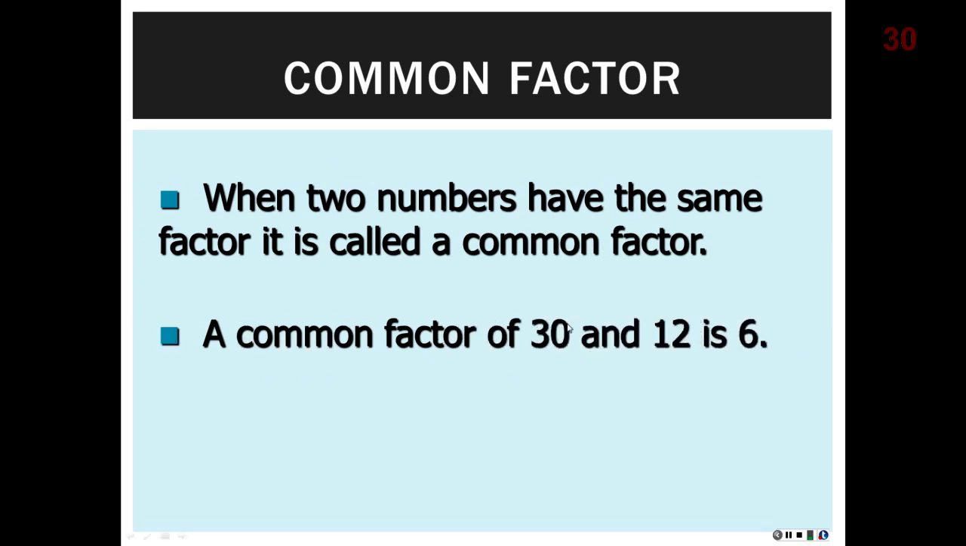Now, a common factor of 30 and 12 is 6, because 6 will go into 30 evenly and 6 will go into 12 evenly. List 2 more factors that 30 and 12 have in common. Give me another number that goes into both. 2 goes into 30 and 2 goes into 12 evenly. Okay, give me another one. 3. 3 goes into 30 evenly and 3 goes into 12 evenly. So those are common factors for 30 and 12.